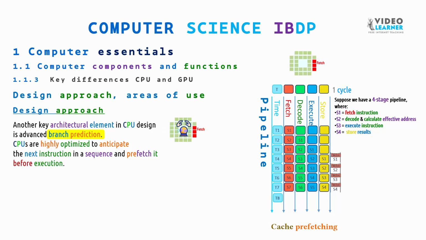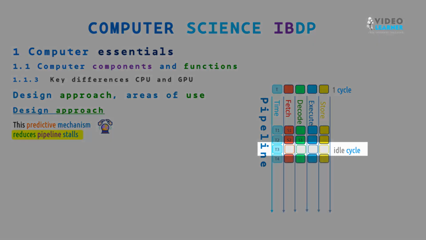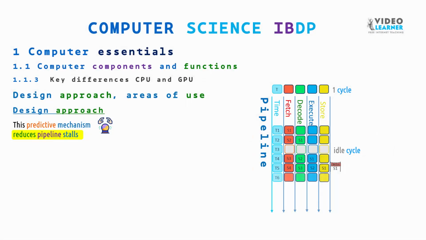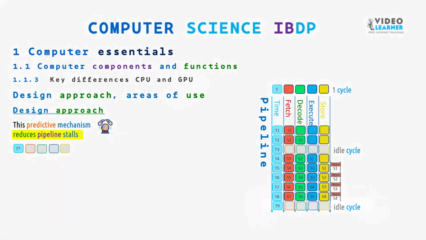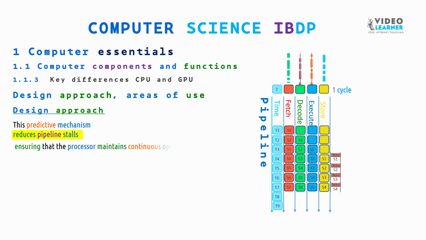Take a look that in that way, with branch prediction, we don't have idle cycles. This predictive mechanism reduces pipeline stalls, ensuring that the processor maintains continuous operations with minimal idle cycles.